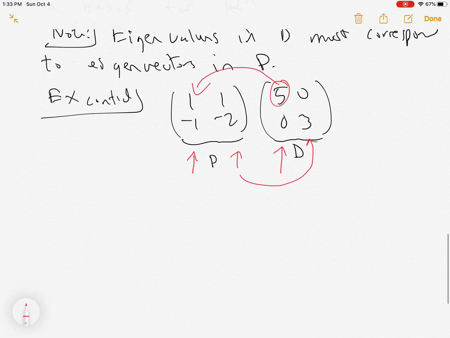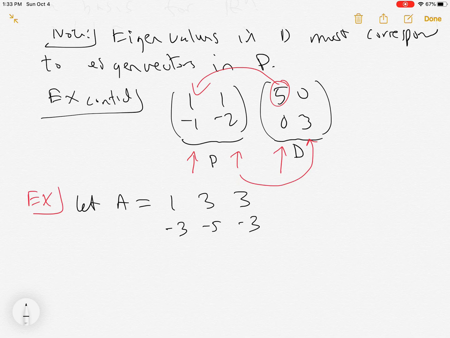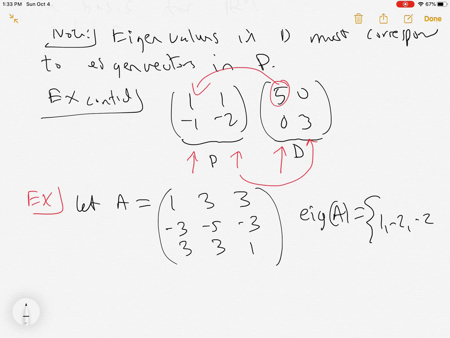Okay, so here's a little more interesting example. Let A be the matrix 1, 3, 3, minus 3, minus 5, minus 3, 3, 3, 1. With a little bit of work, we get the eigenvalues of A turn out to be 1, minus 2, minus 2.